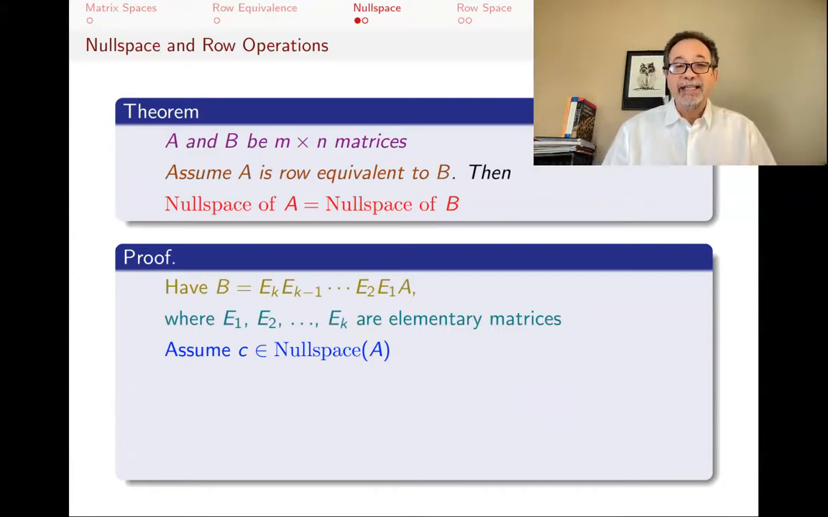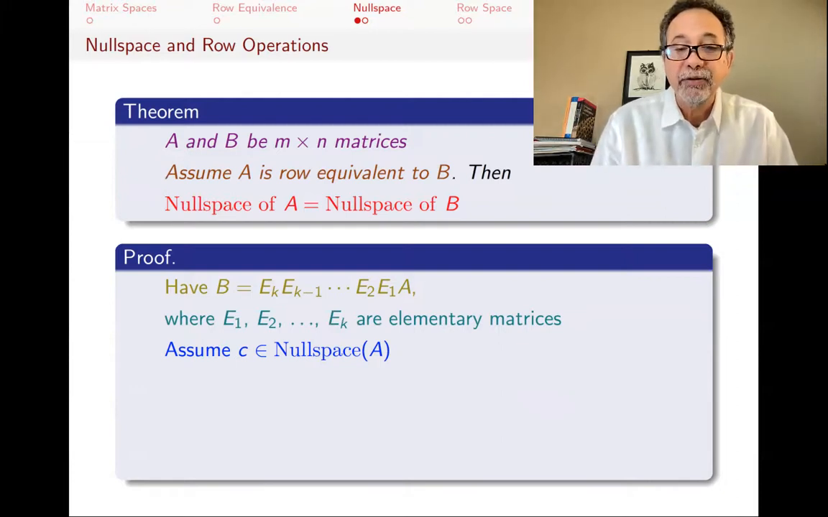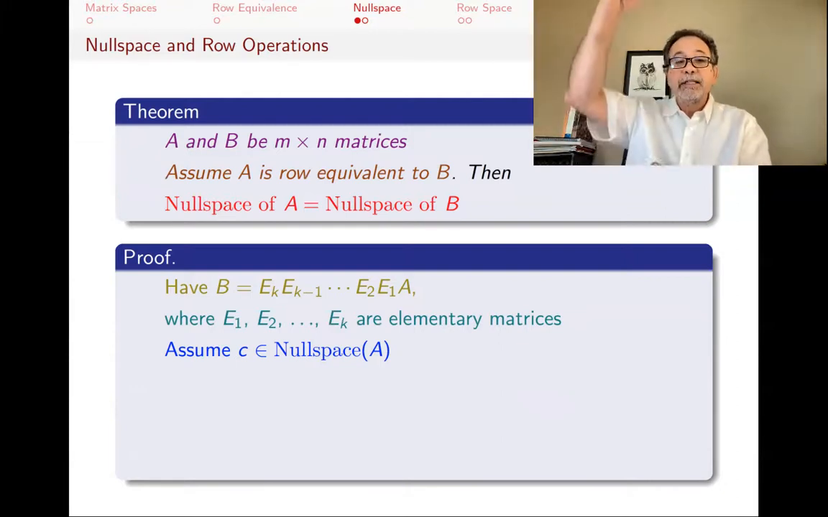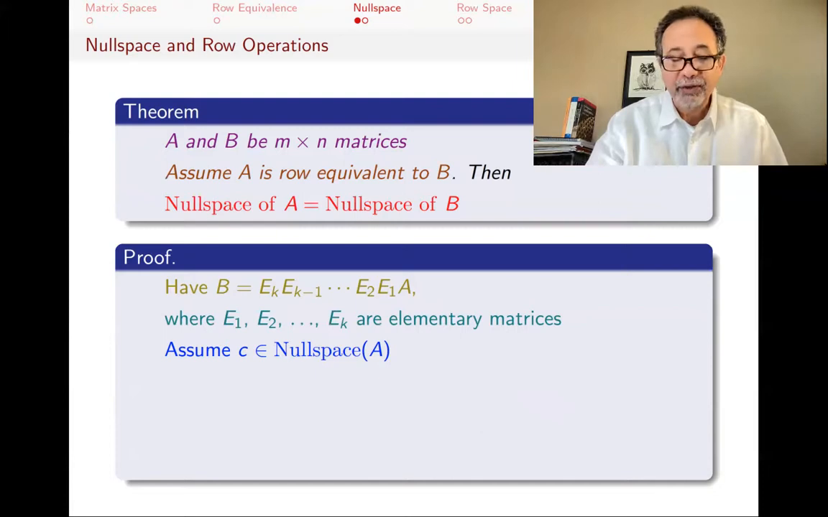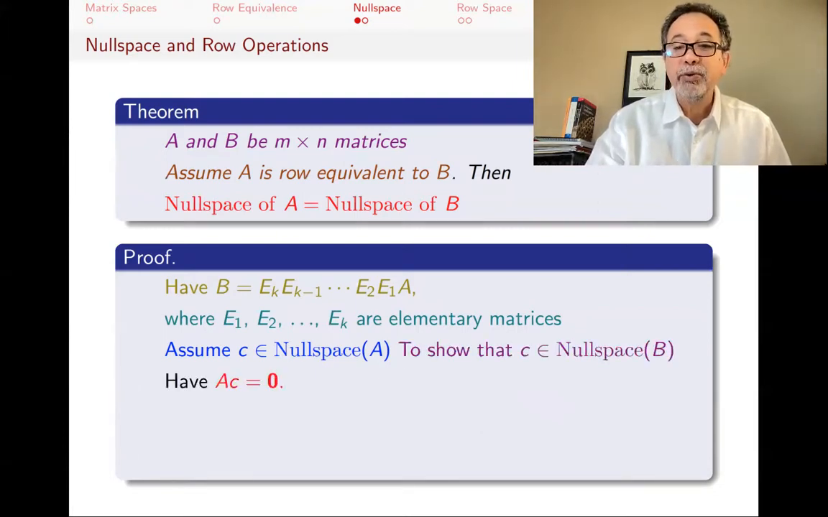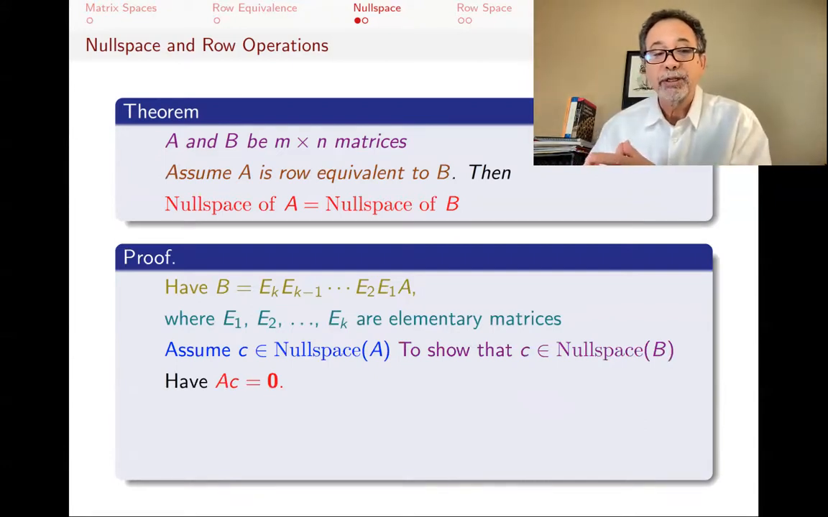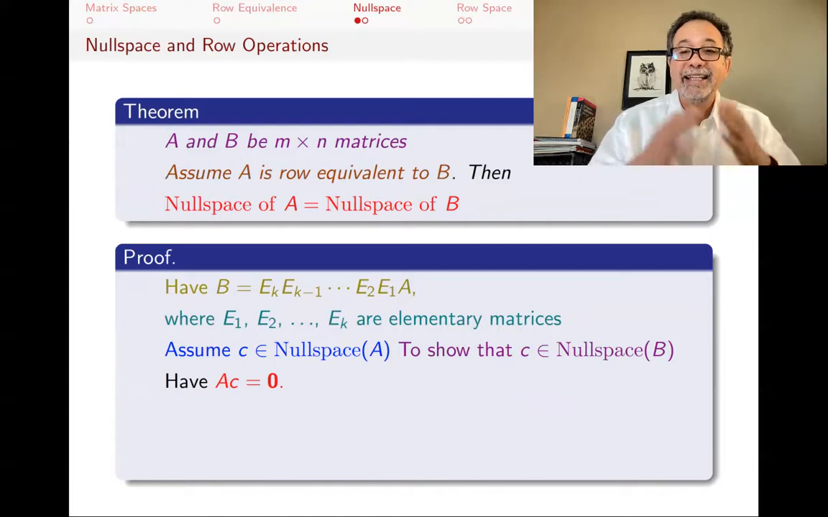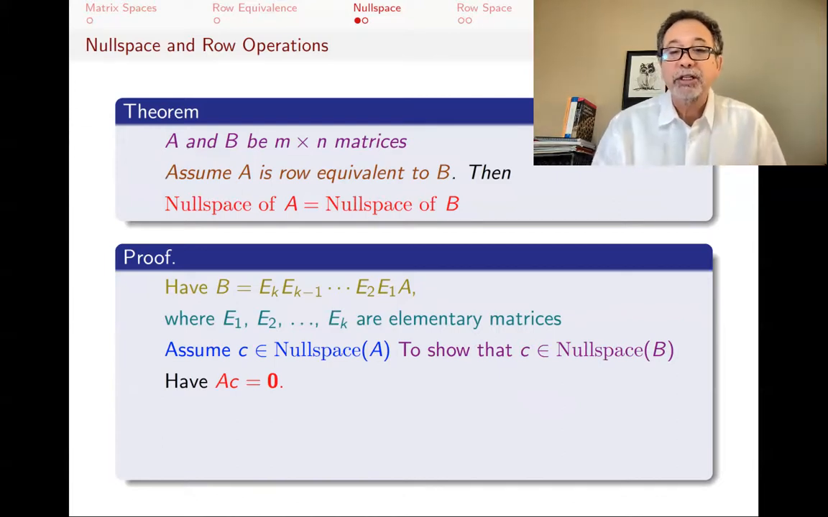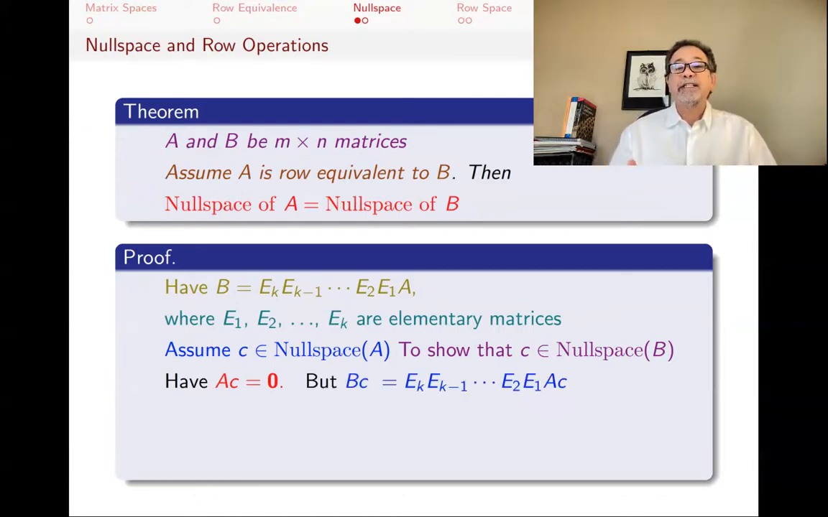So let's start with C and assume that it's in the null space of A. And C is not a number. C is a column vector. What kind of a column vector? A column vector that when you multiply by A, you get 0. We have C in the null space of A. We want to show that it's in the null space of B. And what we know is that A times C is 0. That's what it means to be in the null space of A. So we want to show that C is in the null space of B.